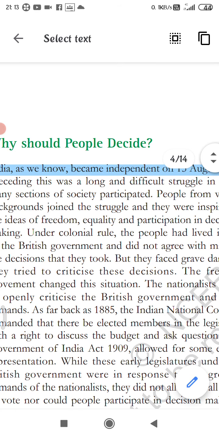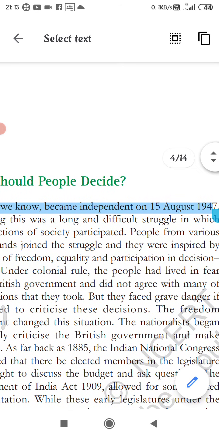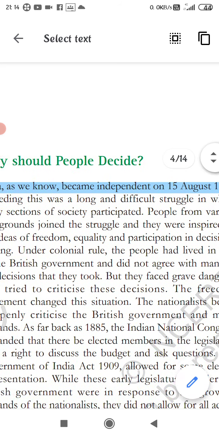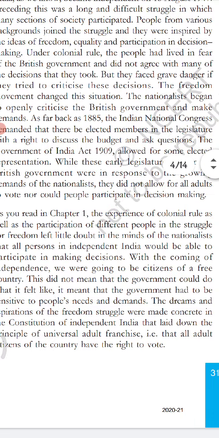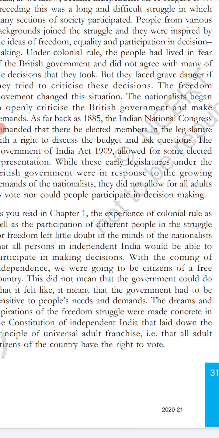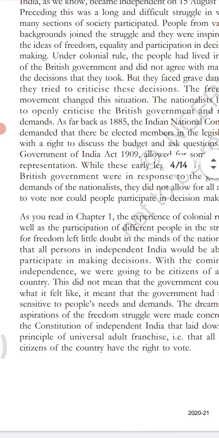This is the first question. India became independent on 15th of August 1947. I think done. Let's move on to the next question.